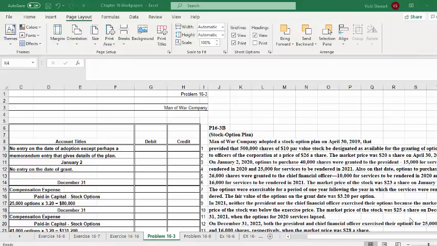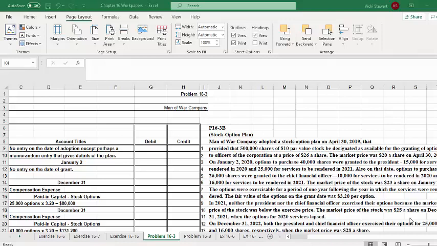This is a demonstration of problem 16.3b Stock Option Plan. The problem states that Man O' War Company adopted a stock option plan on April 30th, 2019 that provided that 500,000 shares of the $10 par value stock be designated as available for the granting of options to officers of the corporation at a price of $26 a share. The market price at that time was $20 a share on April 30th, 2019.